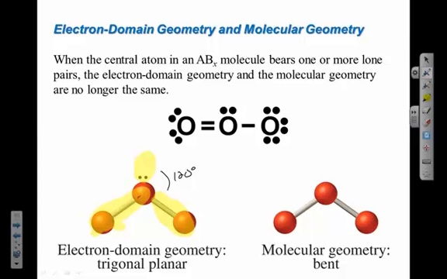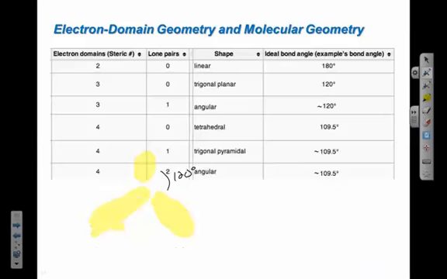Okay, so when you say it's bent, you want to say it's bent at 100 degrees? Probably won't ask you the angles on these, but it wouldn't hurt to know them. Bent would be adequate if I just asked you for the molecular geometry. All right, so here are the ones that you need to know. There's not that many of them.